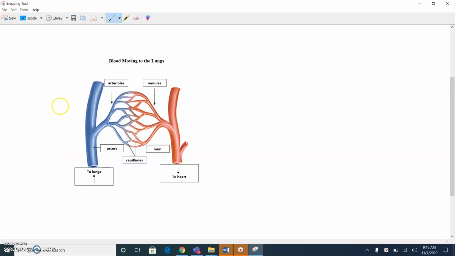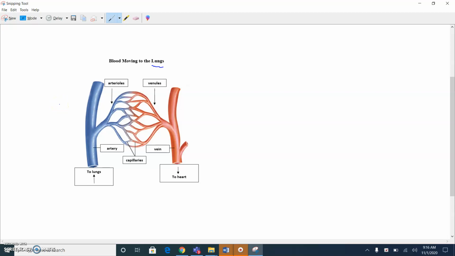So we are looking at the movement of blood throughout the body, and in this image we're looking at blood that's moving to the lungs. Now we have to consider, why is blood going to the lungs? Well, we have to think about what goes on in the lungs.